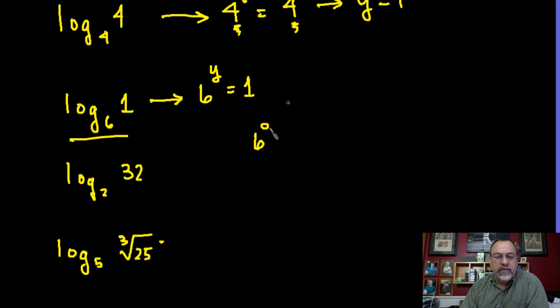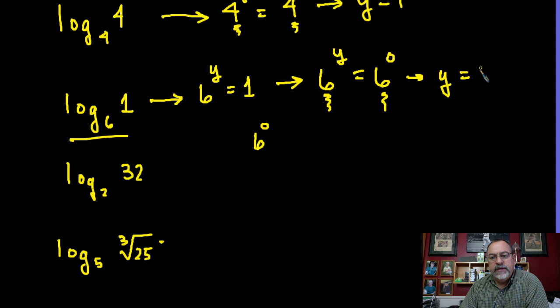Well, 6 to the 0 power is 1, because anything to the 0 power is 1. So 6 to the y is going to be equal to 6 to the 0. So again, because the bases are equal, then the exponents must be equal. So in this case, y would be 0.